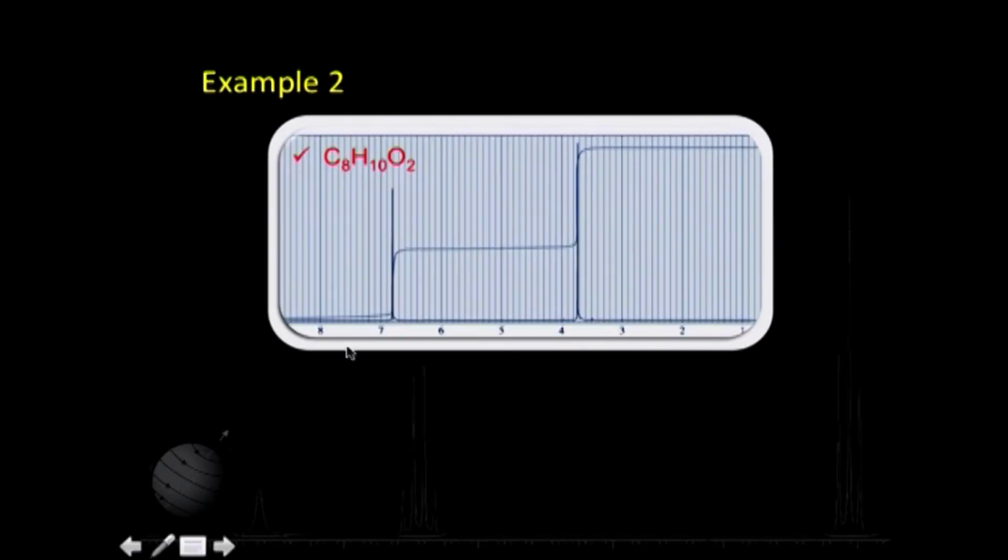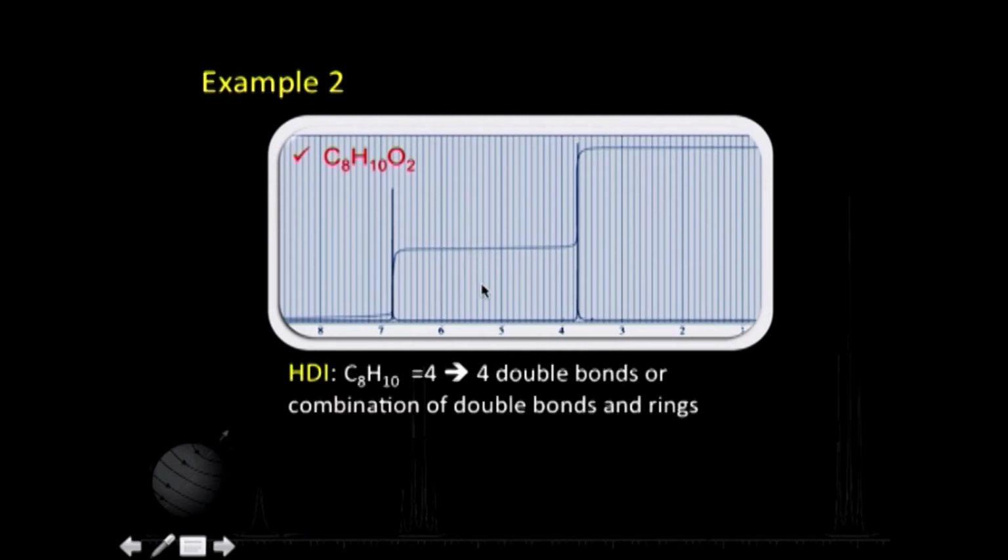Now, this again is a very simple spectrum here, and the molecular formula given to us is C8H10O2, and here again, as we have been doing all this time, we compute the HDI. HDI for this will come out to be 4, because we will not consider oxygen here. So, we just take C8H10 and compute the HDI. It comes out to be 4. That indicates that either there are 4 double bonds in the molecule, or there could be some combination of rings and double bonds, maybe 1 ring and 3 double bonds, and so on and so forth. Different possibilities are there. We will come to that as we proceed.